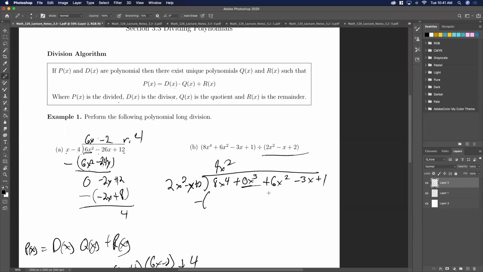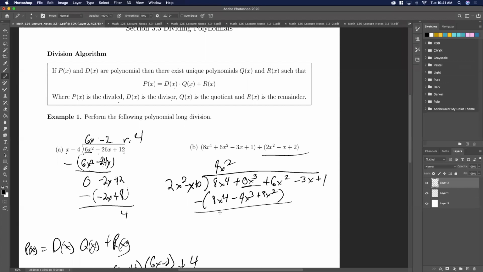So I'm going to multiply all this by 4x squared. So we minus the quantity. Let's go ahead and leave that. So 4x squared times this will give me 8x to the 4th, which is what I desired. 4x squared times minus x will give me negative 4x cubed. And then 4x squared times 2 will give me plus 8x squared.